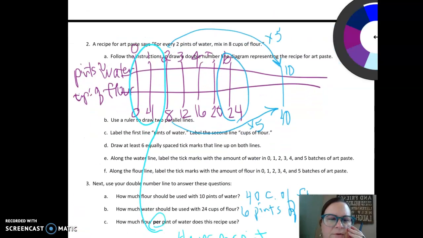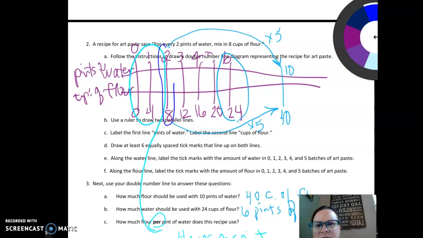You can see I had a little bit of a hard time drawing straight lines here with my little pen on my little screen. A recipe for art paste says that for every 2 pints of water, mix in 8 cups of flour. So you can see that original recipe right here. And then you needed to figure out what this would look like if we had 6 equally spaced tick marks. So I just started at 0, 0, and then I counted up from 0 to 6. And so you can see that there. And now that I have a double number line created, I can answer all these questions.